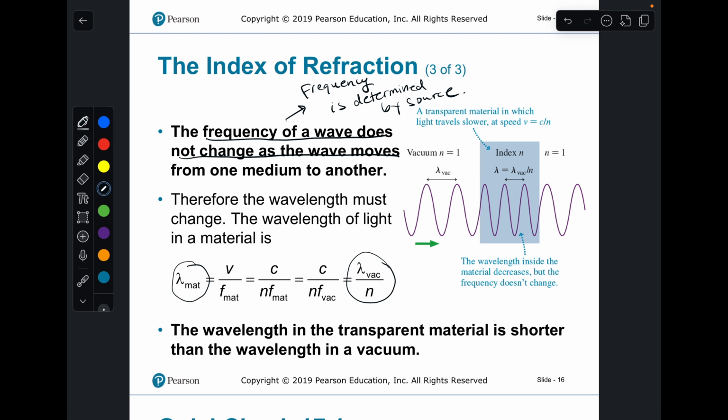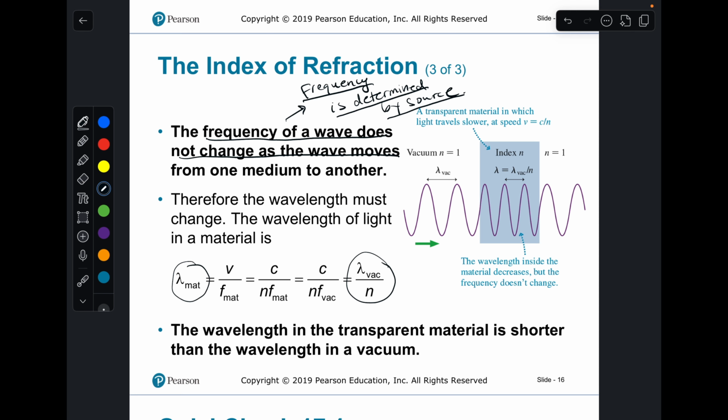What you need to know about light behavior when it goes into another material is that the frequency of the wave does not change. And that's because the frequency is determined by the source. The source of that light is going to dictate what the frequency is, and there's nothing that can change that.